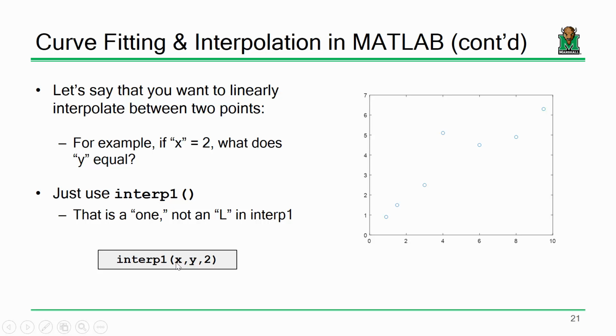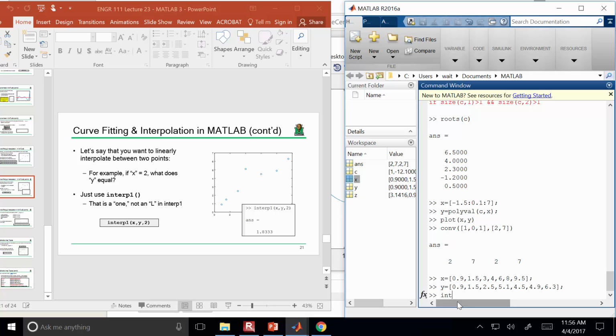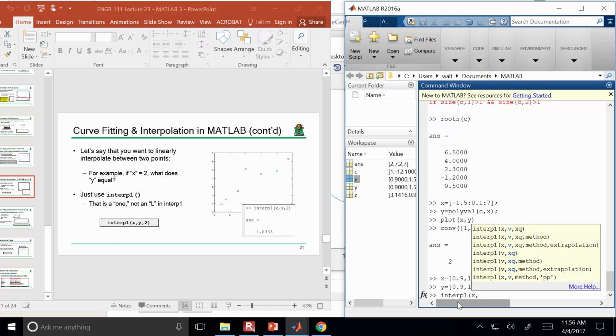And so what we're telling it is X, Y, and 2. So X is the input for the first set, Y is for the second, and we want to know if X is 2, what is Y? So let's try that command. interp1, X, Y, 2.